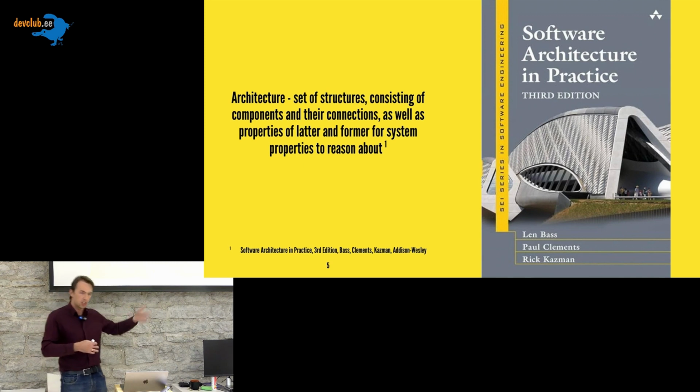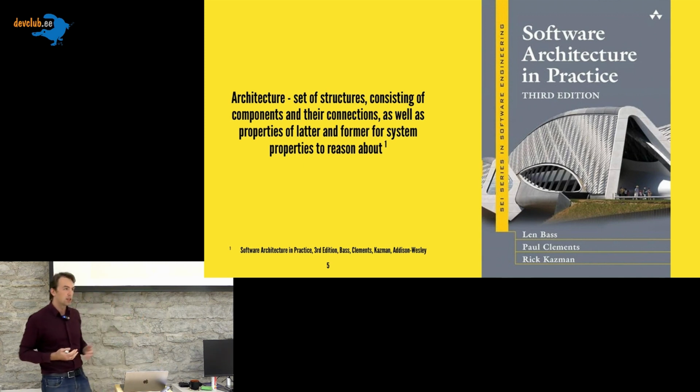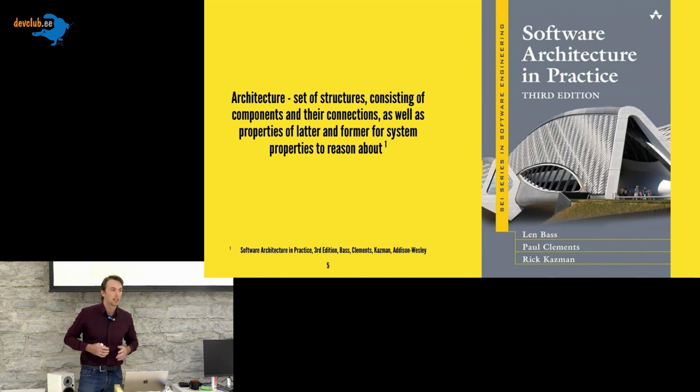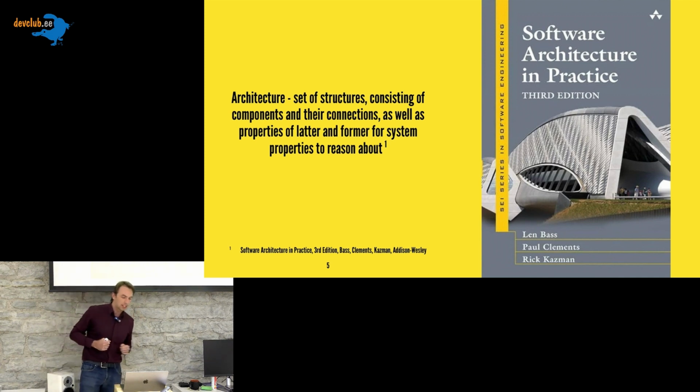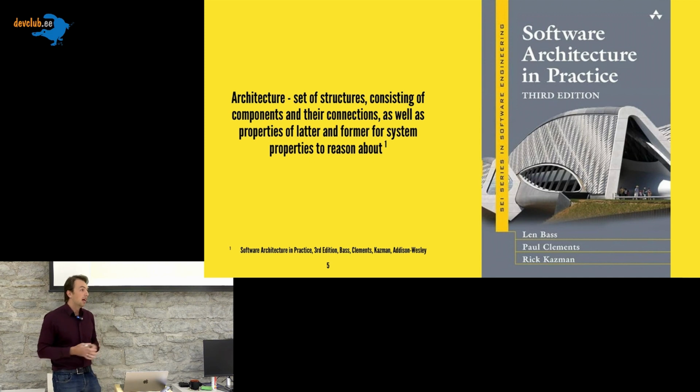But I'm saying architecture, architectural, the stuff. What's architecture in the first place? So I'm not very smart, but I occasionally read smart books. One of those is Software Architecture in Practice, 3rd edition. This is a great book, especially if you have troubles with sleep. Or if you want to feel like Neo, like this book is the way, 5 minutes and you're battling Morpheus. So according to this book, architecture is a set of structures consisting of components and their connections, as well as properties of both, about the system properties to reason about. Does anybody understand anything? Not me either.